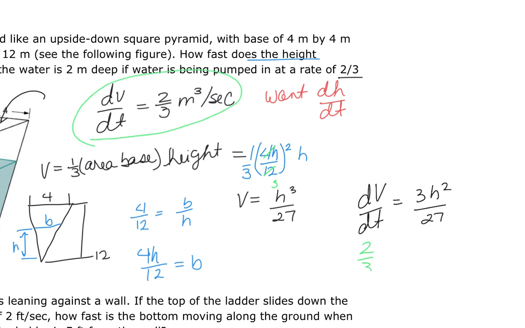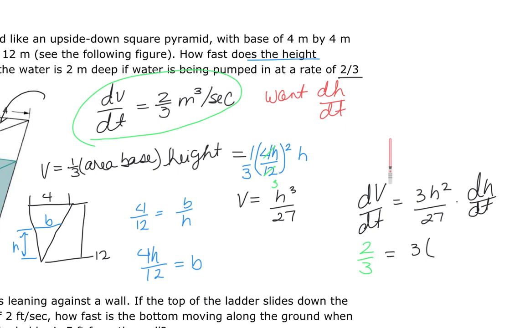So 2/3 is equal to 3, and then, oh, I forgot. Don't forget, it is dh/dt. I got so excited to put my numbers in there and do derivatives, I forgot. Don't do what I just did. Make sure that you put the derivative of the other variable with respect to time. Otherwise, you're going to get two numbers equal to each other and it makes no sense. Okay, so don't forget that part.